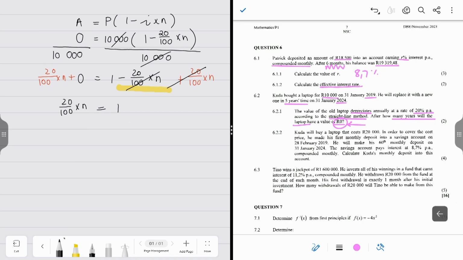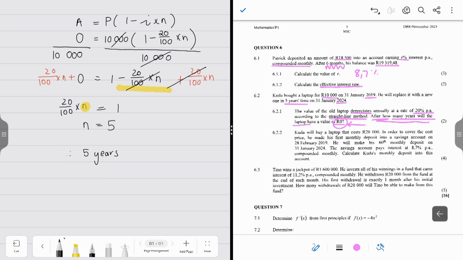And what I'm going to do now is get N on its own. N is over here, I want to get it on its own, so I'm going to divide by 20 over 100 on both sides. So 1 divided by 20%, or 1 divided by 0.2, N is equal to 5. And that tells us that it will take 5 years. The question was, after how many years will the laptop have a value of 0 Rand? Therefore, 5 years is my answer.